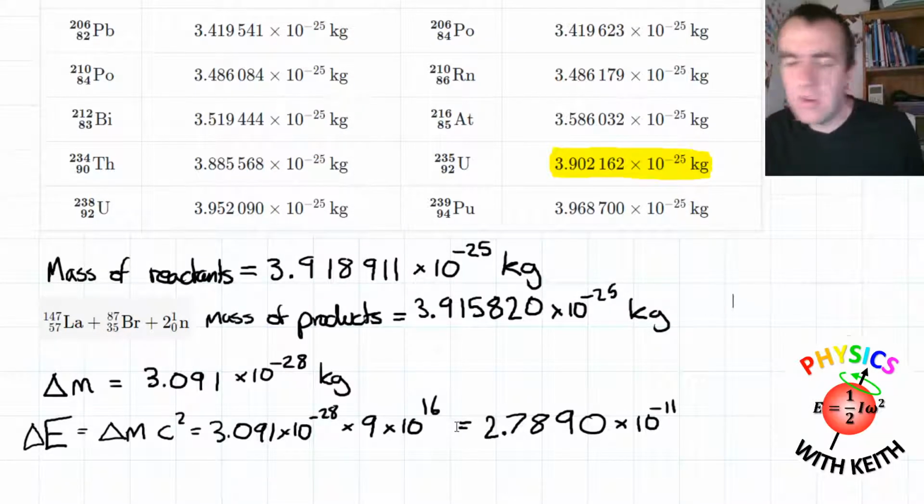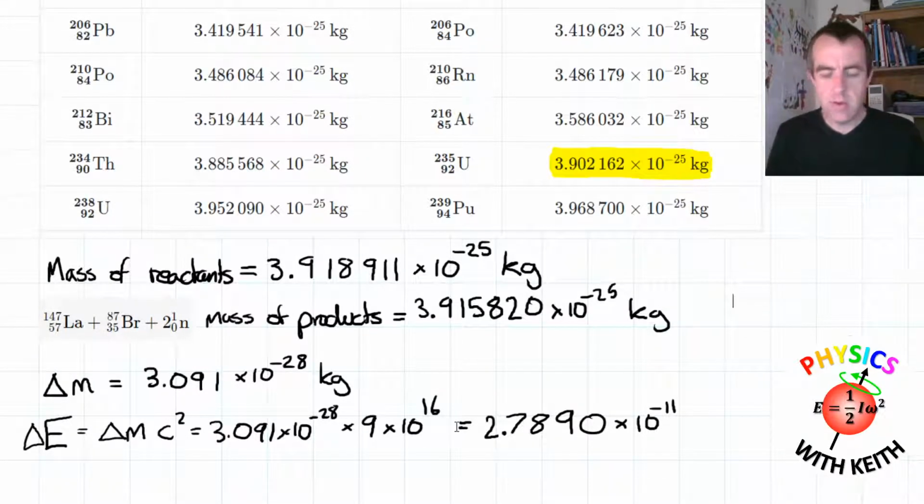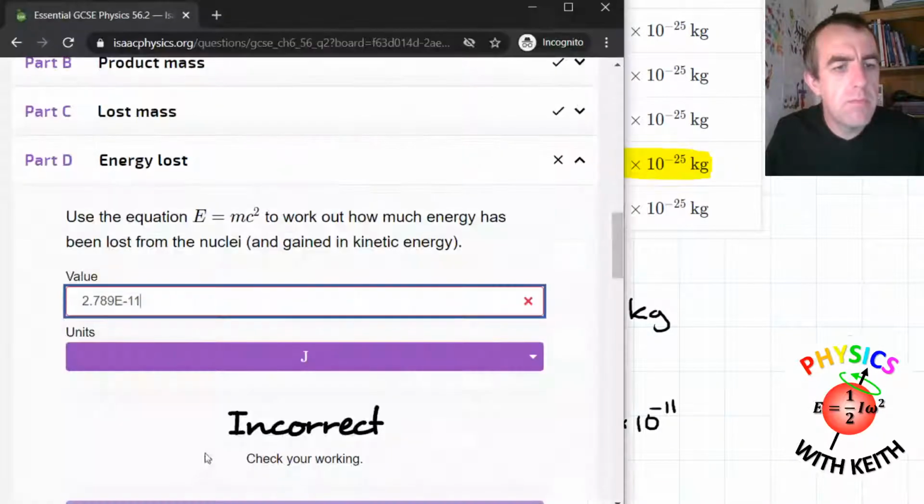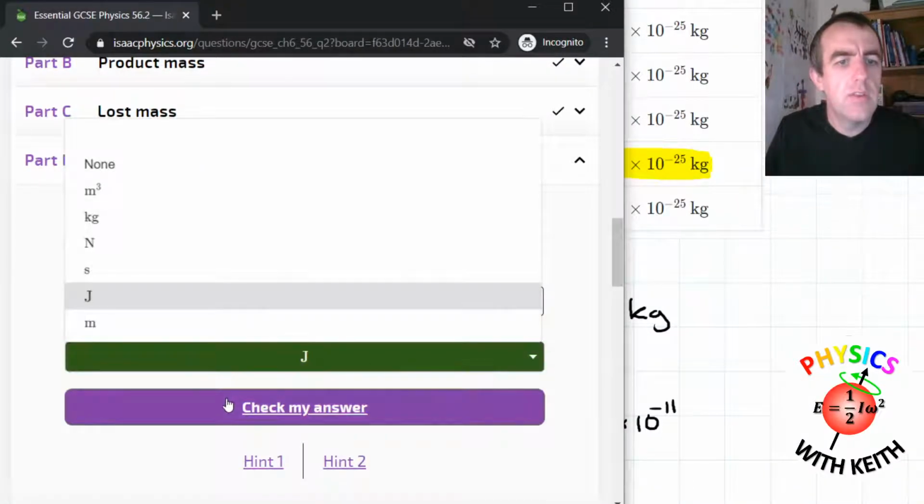Let's do that calculation again into my calculator. 3.091 E28 minus, and then 9 E16 times, and that is the answer. Yeah, 2.79 is 3 significant figures. 2.79 is 3 significant figures. So what did you put, Lex?